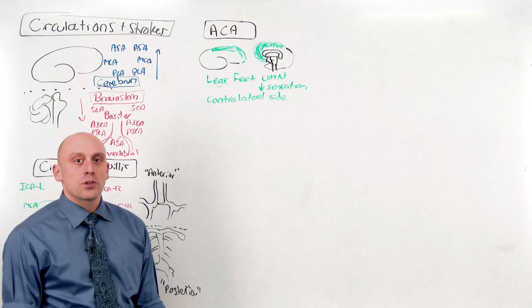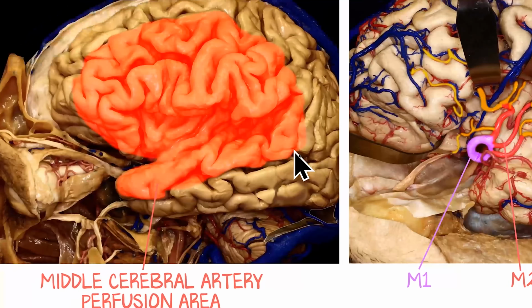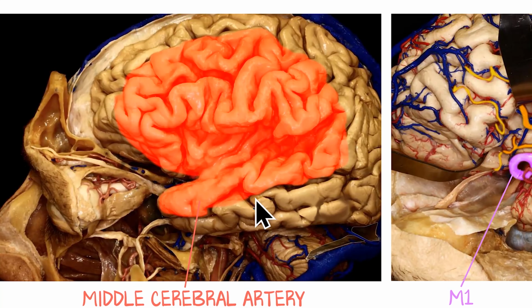Now let's talk about the MCA. Now, just as we did for the anterior cerebral artery, we're going to do for the middle cerebral artery. Start off with its vascular territory. This is the left lateral view with the temporal lobe resected so we can see inside the sylvian fissure.